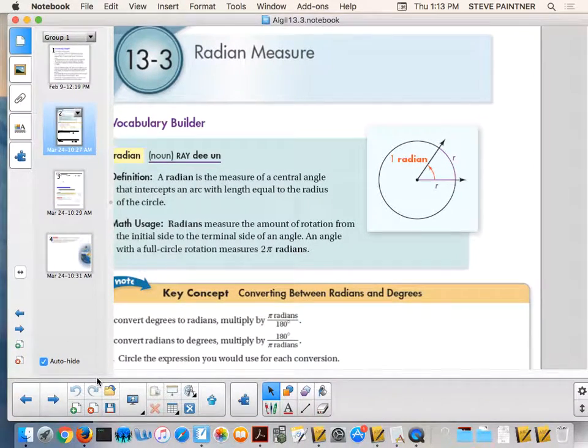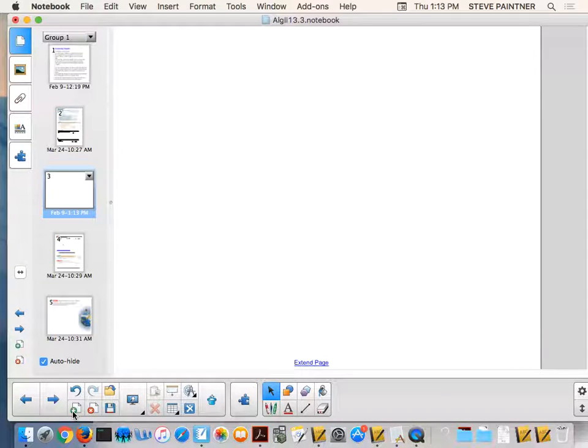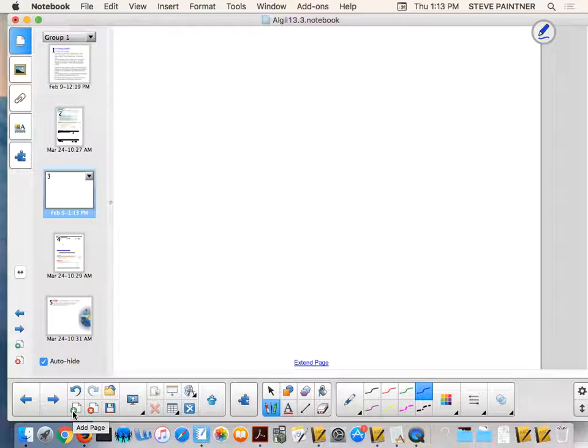Okay, sorry. Now, you guys are so used to measuring angles in degrees, but there's another way to measure angles. It's called radians.